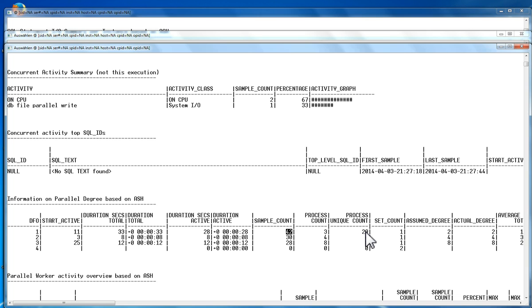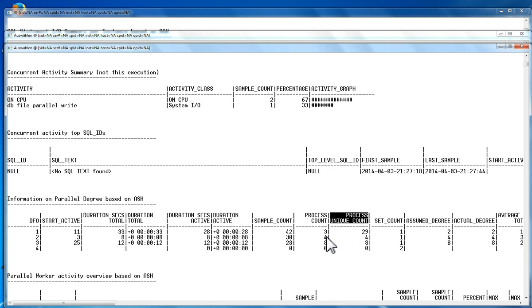So different serial numbers were found for the same process name. So they got reused, they were reallocated, and this DFO tree number 1 was obviously then started several times. So that's the idea of this process count versus process unique count.